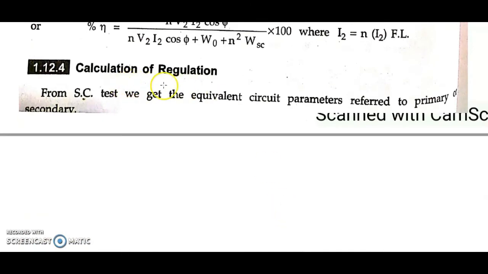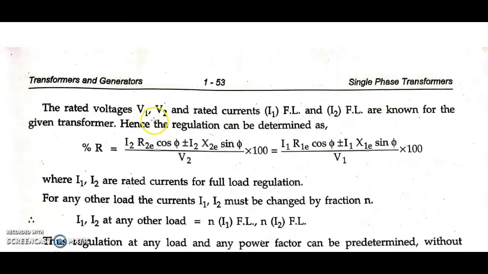Now coming to the calculation of regulation. The formula we have already learned: percentage regulation can be referred to with respect to the primary side as well as the secondary side. The first formula is with respect to the secondary side, and the second formula is referred with respect to the primary side. Depending upon whether the regulation is asked with respect to secondary or primary, we can calculate this.